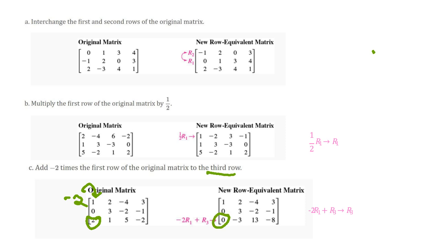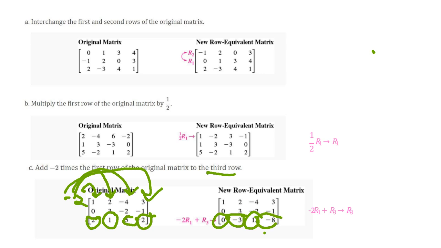Okay. And then if I go again, -2 times 2 gives me a -4 plus the 1 will give me a -3. And then -2 times -4 is +8 plus a 5 will give me 13. And then -2 times 3 is -6 plus a -2 will give me -8.